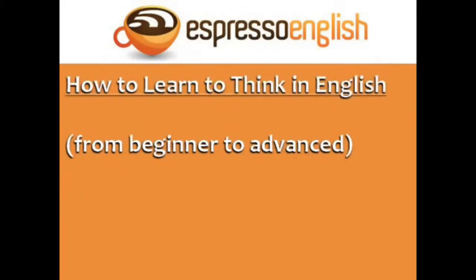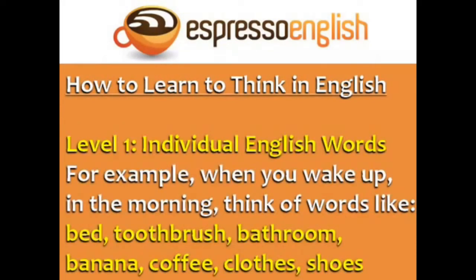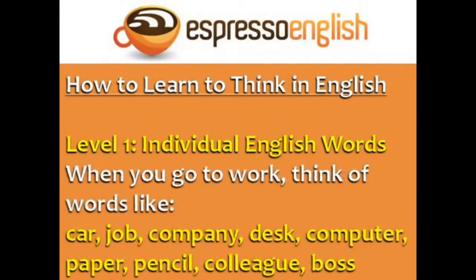So, here is how you can learn to think in English from the beginner level to advanced. Level 1 is thinking in individual English words. For example, when you wake up in the morning, think of words like bed, toothbrush, bathroom, eat, banana, coffee, clothes, and shoes.